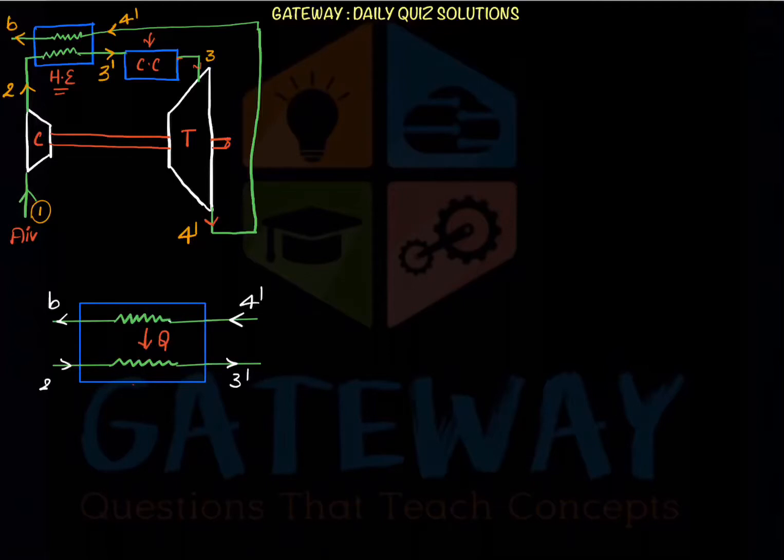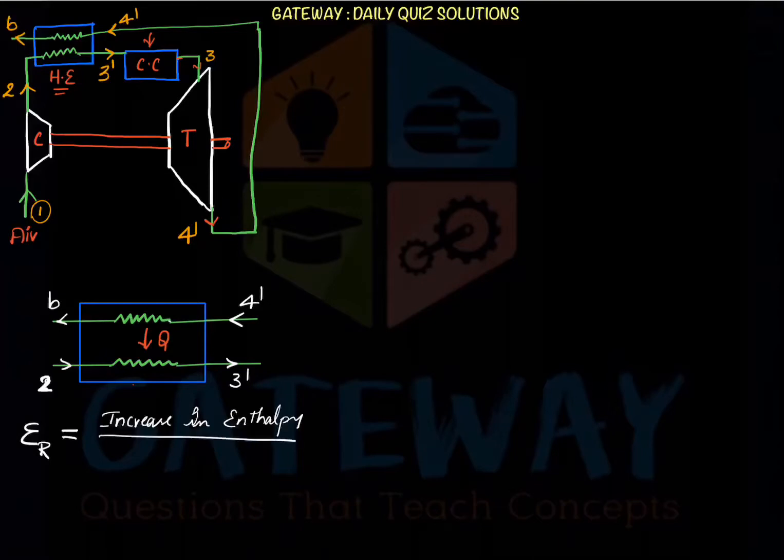So what will be the effectiveness or efficiency of the regenerator? The effectiveness of the regenerator is given by ER, and by definition, it is the increase in enthalpy of our air. We'll be a little quicker today because the calculation part will be a lot in these questions, so we need to go fast to save some time in the video. It is the increase in enthalpy upon the maximum possible increase in enthalpy.